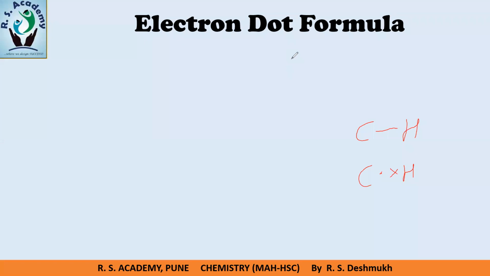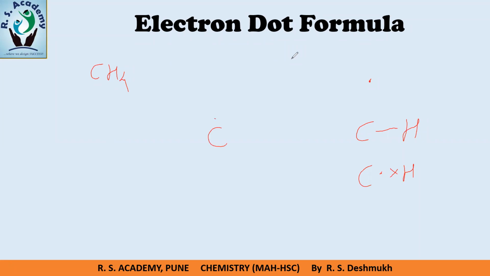But what the electron dot formula is: whenever any structure is represented by electrons, and those electrons are shown by dots, then that structure is known as an electron dot structure, or that formula is known as an electron dot formula. For example, we are already familiar with methane.